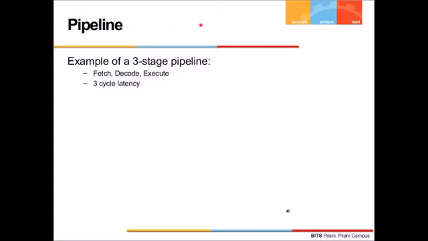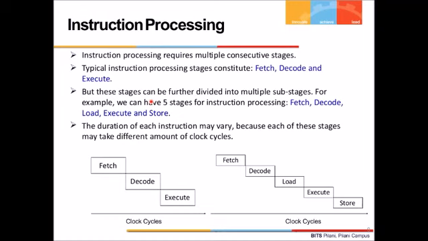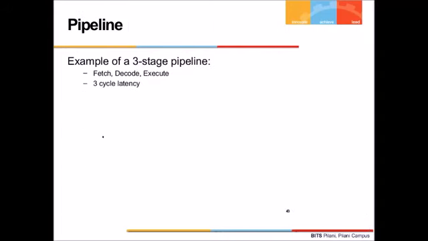So we talked about instruction processing. If you see this fetch, decode and execute, then we saw that fetch, decode and execute can become 5 stages also. So the number of stages in instruction processing lead to a concept called instruction pipelining. Primarily there are 3 stages: fetch, decode and execute. So it is called a 3-stage pipeline, and there is a 3-cycle latency.